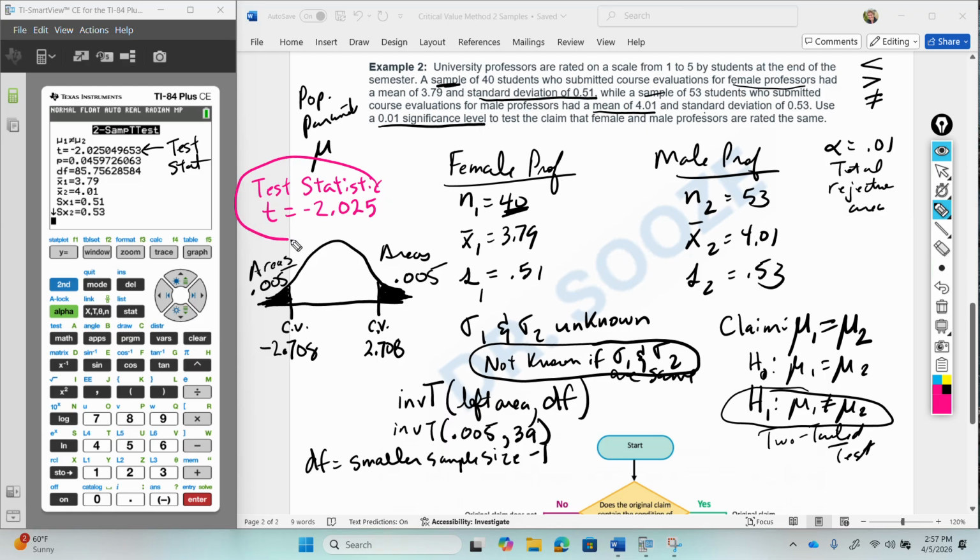Okay, so this test statistic, that's where 0 is going to be. And minus 2.025, if this is a number line, it's going to be about right there. But the key thing is that it's not inside the rejection zone. So the test statistic is not inside the rejection region. So we do not reject the null hypothesis, i.e. we fail to reject.